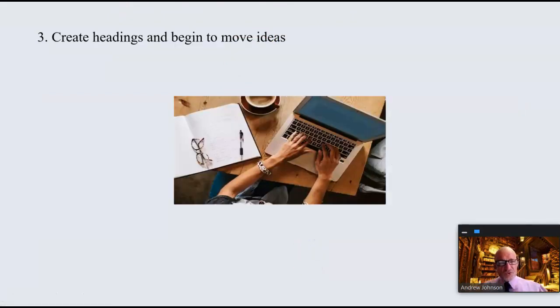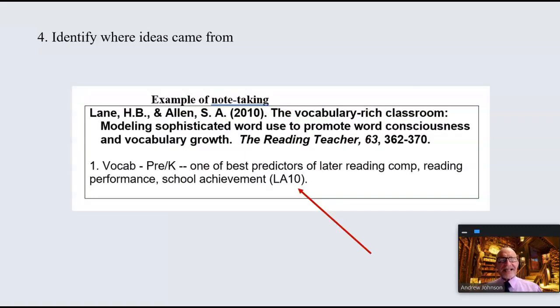The third step is to create headings on your actual document. So you have your notes printed out and you begin writing on a computer. Create headings and begin to move ideas. Copy and paste your printed notes here or write your printed notes there. Copy and paste. Move them in. Begin moving ideas. And I say begin because, again, headings and subheadings often change. Now, as you're moving ideas into groups, identify where they came from. This enables you, when you actually write, to cite them, to know where the citation came from.